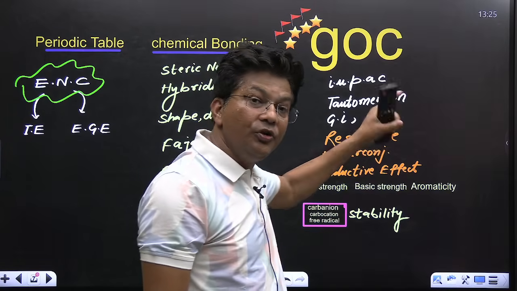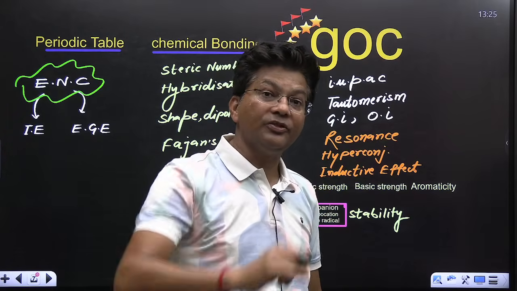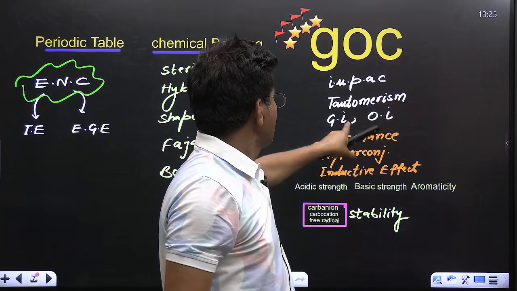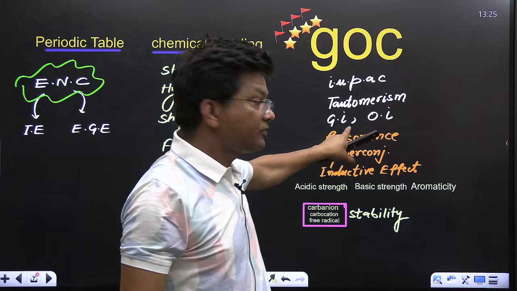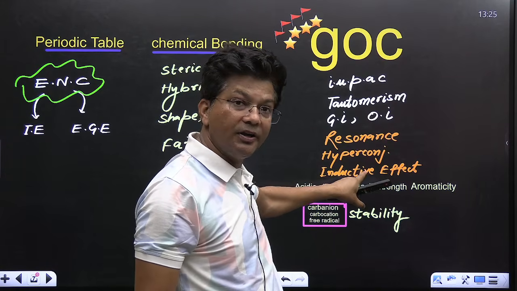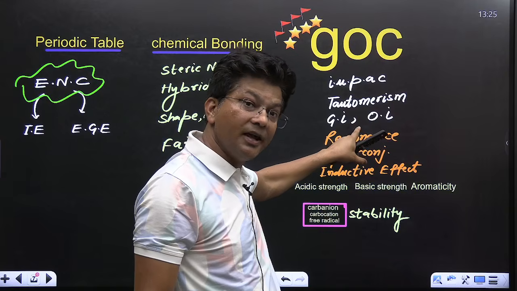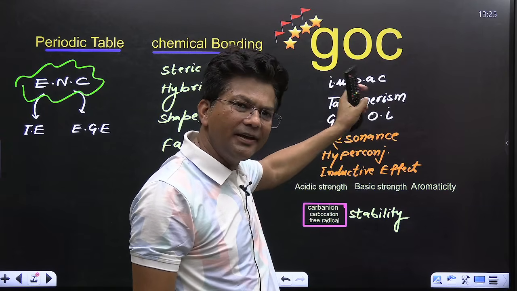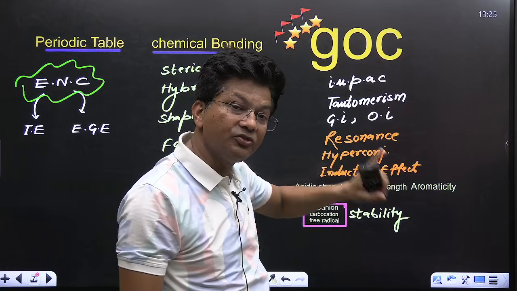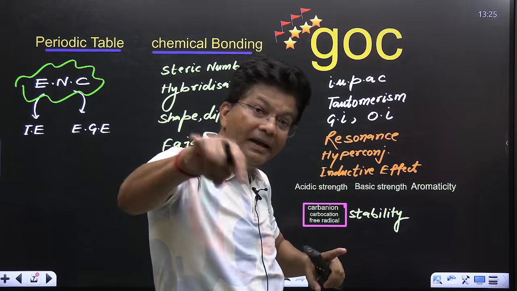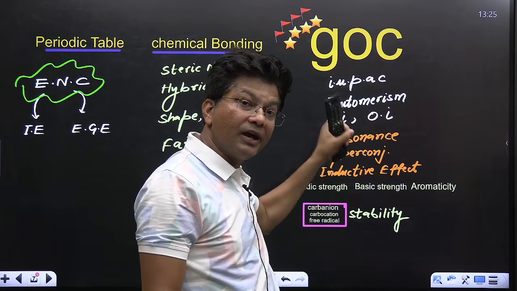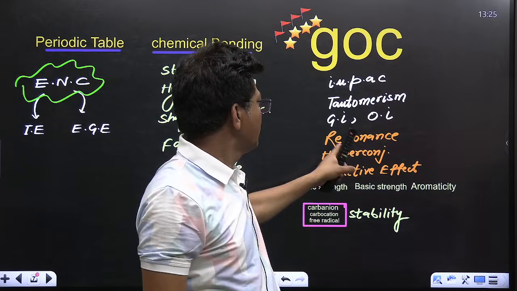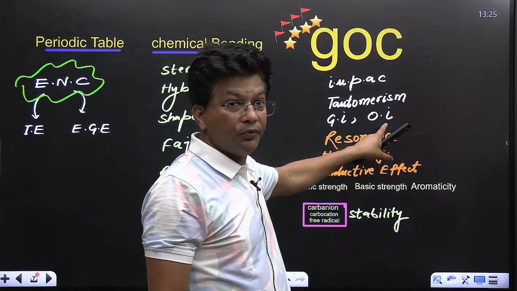Now in GOC, your resonance, mesomeric effect is given over here. But to understand resonance, you should know first the inductive effect, then hyperconjugation, and then resonance. And that is separate by IUPAC, everyone knows, GI, everyone knows, but tautomerism is structural isomerism. The main part is tautomerism. That's very, very important. Now, optical isomerism is also very, very important.